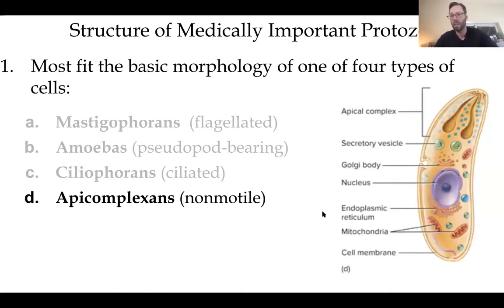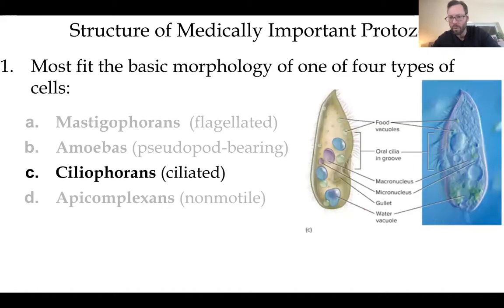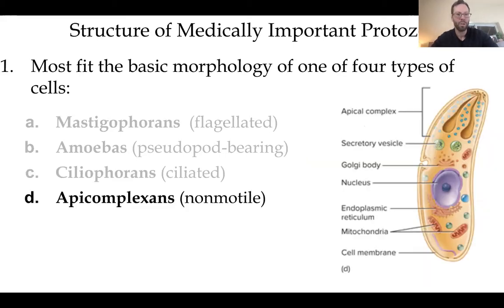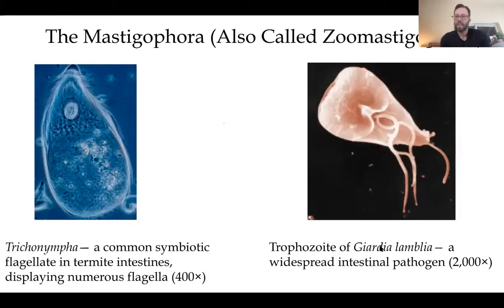Apicomplexans are going to be things like the malaria parasite, Plasmodium. And so these are the 4 categories. I'm not really going to make you guys know the anatomy of all of these 4. It's basically similar for the most part, right? What I want you to simply know at this point is that mastigophorans have flagella, amoebas have pseudopods, ciliophorans have cilia, and apicomplexans have none of the above. They are non-motile. Okay, let's get into those 4 categories.